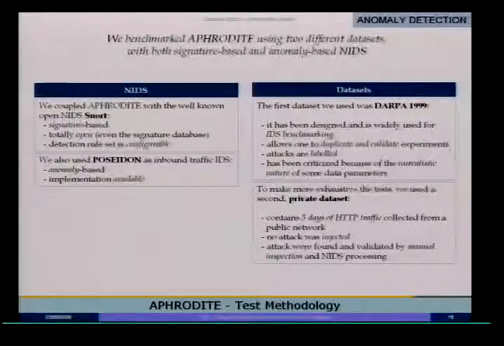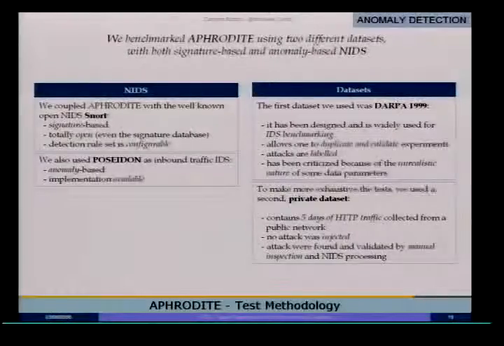Our private data set is a dump of 5 days of HTTP traffic. As I said before, we are mainly focused on protecting what today is a hot topic, web applications. And we collected it from the network of our university. We didn't inject any kind of attack, so we had to rely only on what the users, or the possible attackers, or the scanners, most of the time, were doing outside. And we didn't tune the data set in any way.